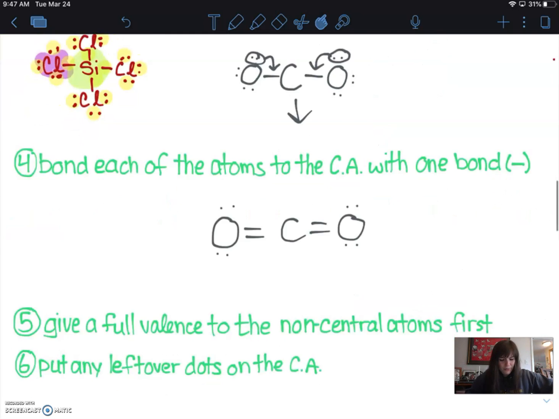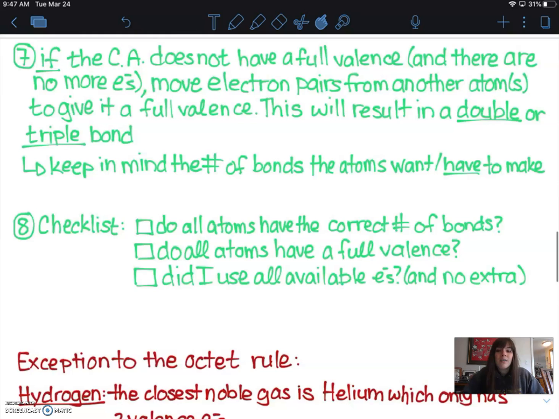So now I'm just going to give you the checklist on the bottom. Do all the atoms have the correct number of bonds? Yes, we did that. Do all atoms have a full valence? Absolutely. And did I use all available electrons and no extra electrons? Yeah, you can't just add electrons on, that's nonsense. So we use only what's available to us.